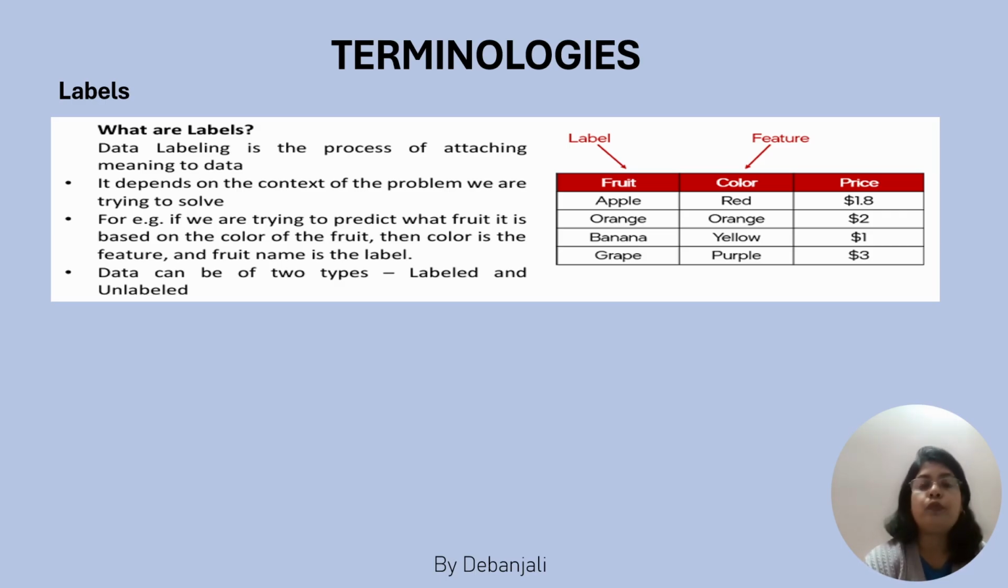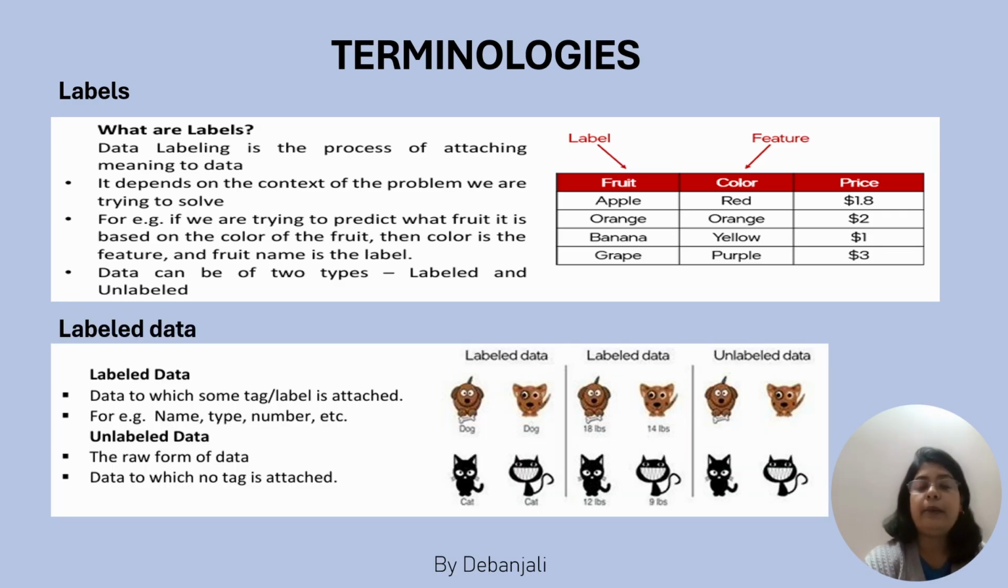And data can be of two types, labeled or unlabeled. Labeled data means whatever the data is, it is carrying a tag with itself, like this is a dog, this is a cat. Like all of us have names, we carry a tag with ourselves. Similarly, unlabeled data is just data. These are the unlabeled data. No tags are attached to it.